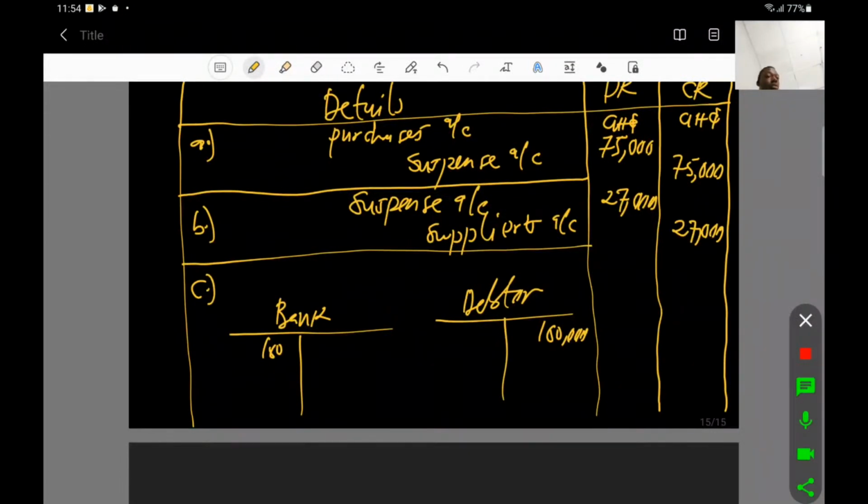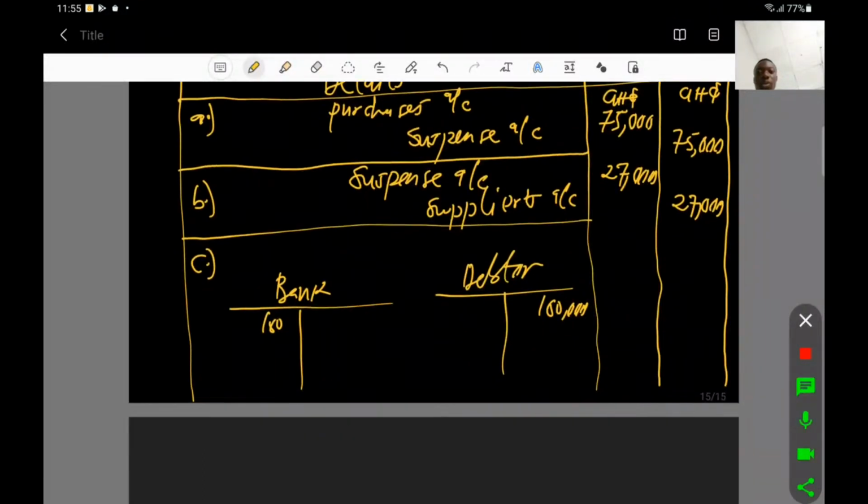All that you need to do is to first of all cancel the error that they did in the books, right? First of all, cancel the error that they did in the books, and then after that, you record the actual entry that they should have made. So that's what you're going to do. You first cancel the 160 here.